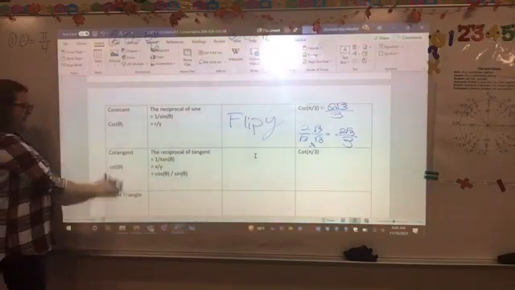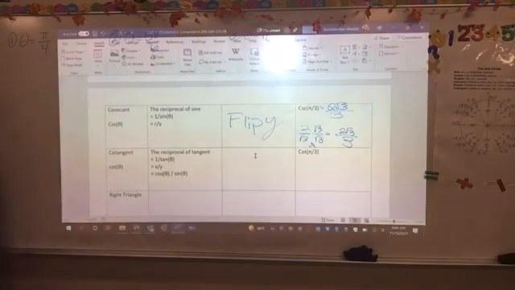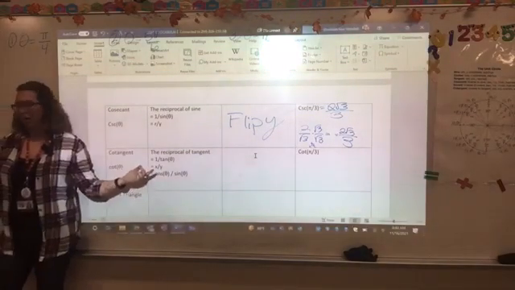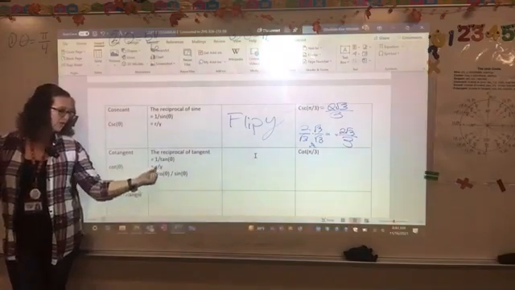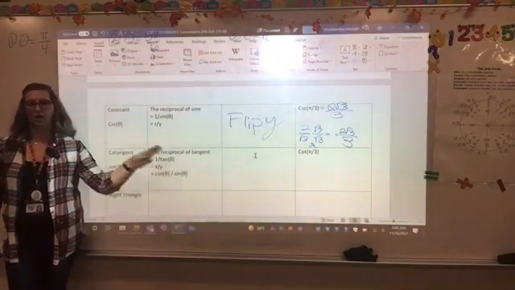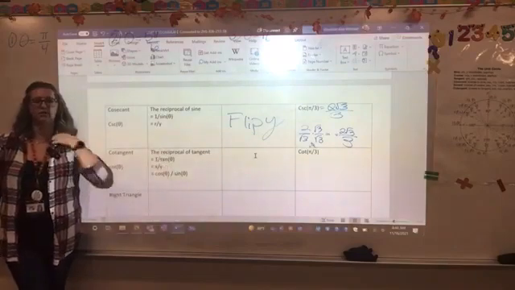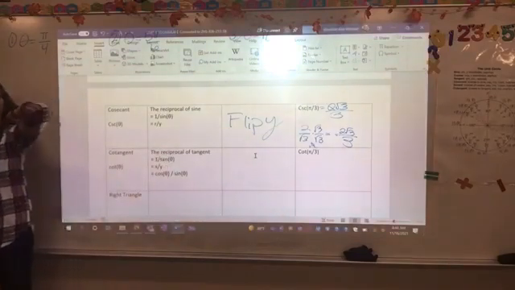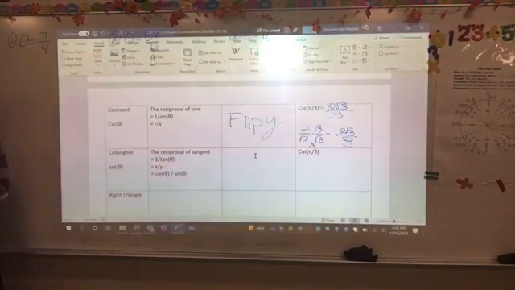All right, cotangent. Cotangent is the reciprocal of tangent. So it's 1 over tangent, it's x over y, or it's cosine over sine. All three of those are different ways to find cotangent.